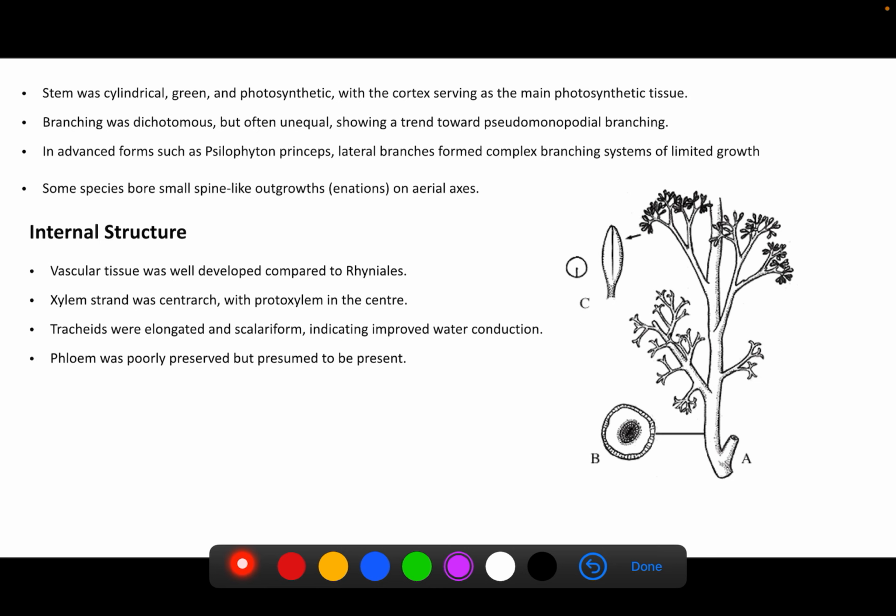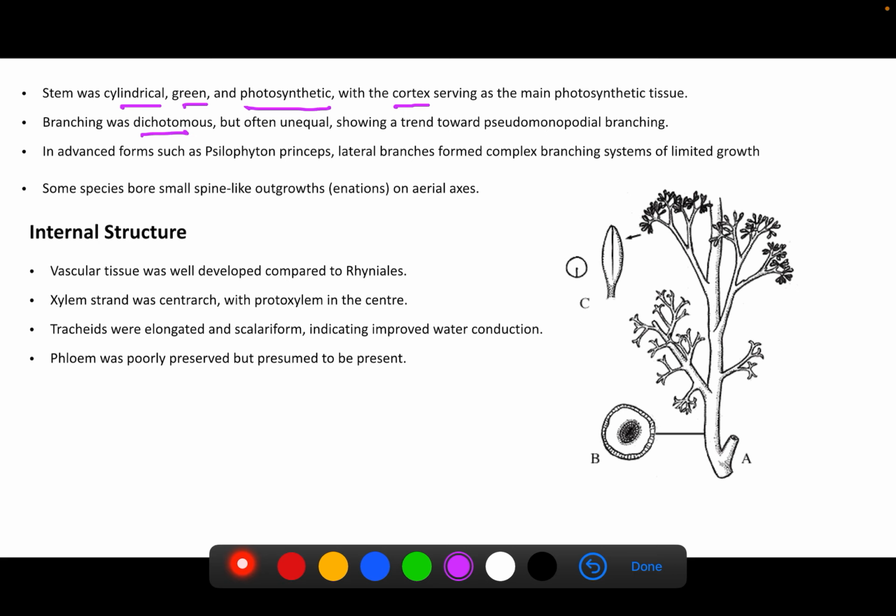If you see the stem which was reconstructed and described, it is cylindrical and green, and this is characteristic of primitive fossil plants: since they don't have leaves, the stem itself is photosynthetic in nature. The photosynthetic pigments are present in the cortex. Branching is dichotomous, but with a little twist, as I have already said.